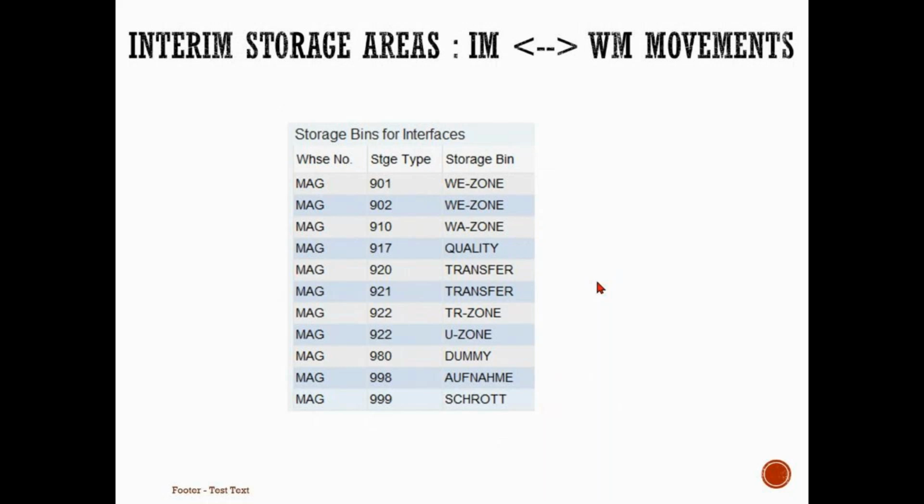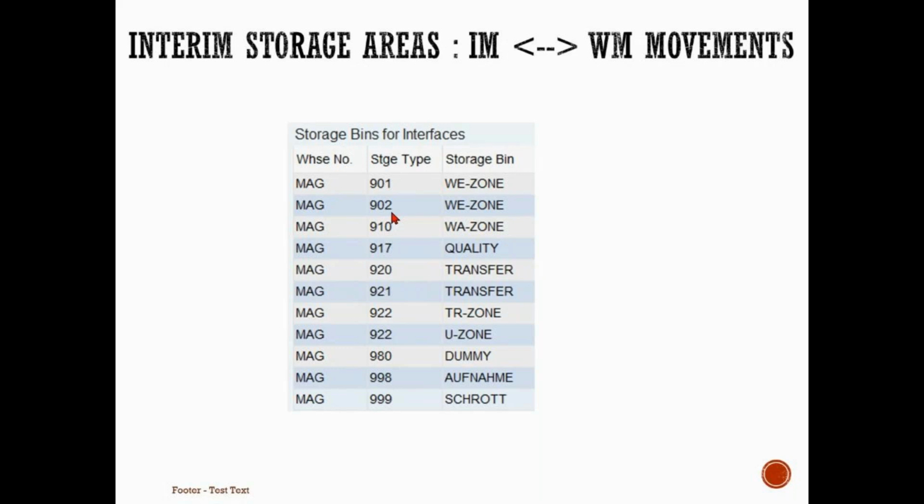Until the WM activity is completed, to make sure the stock is the same at WM level as well as at IM level, the system keeps the stock at a particular storage type. What we call these are interim storage types. So these are all the interim areas when WM activities are still pending or IM activities are still pending.